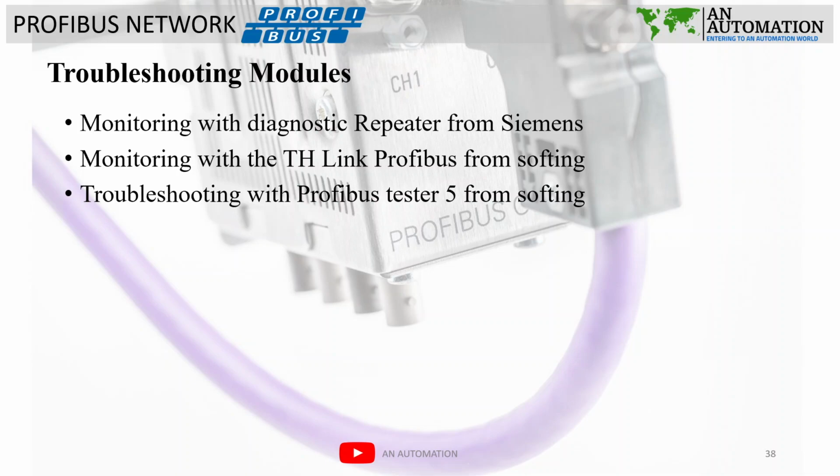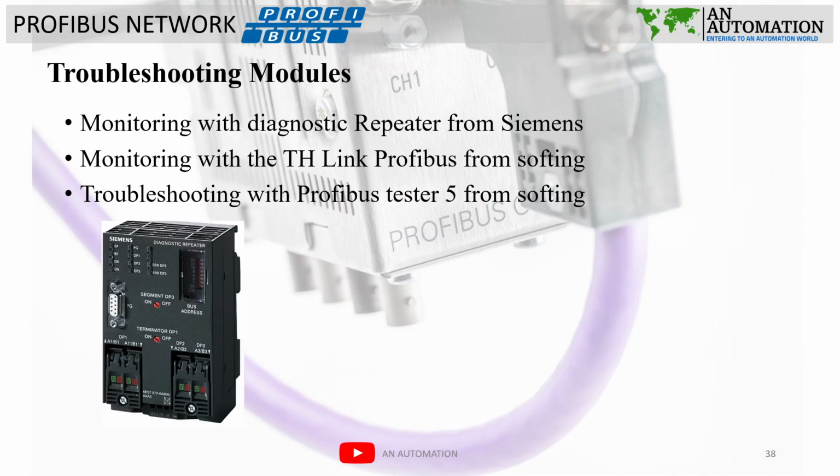So now we'll discuss the troubleshooting methods of the Profibus network, how we can troubleshoot any problem like communication problems or communication breakdown with the Profibus network. At first, monitoring with the diagnostic repeater from Siemens, which will be this. This is the diagnostic repeater. We'll discuss it in upcoming slides.